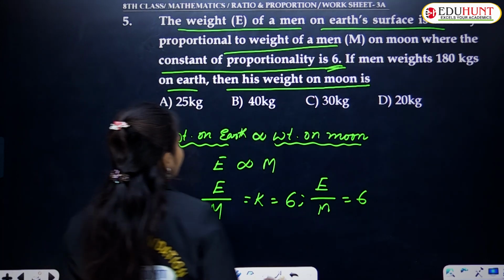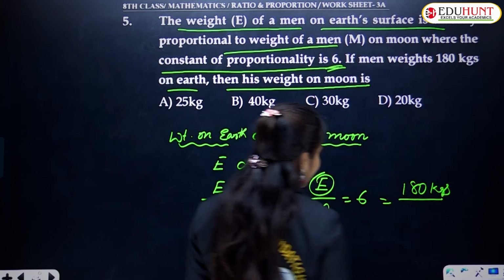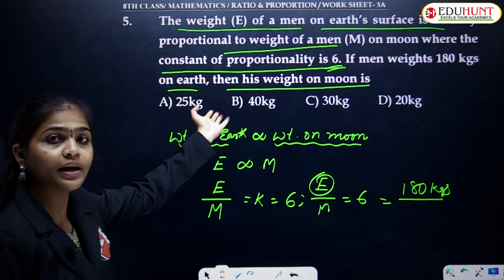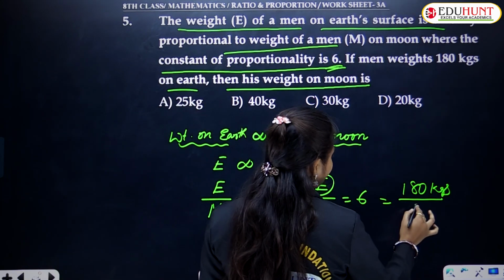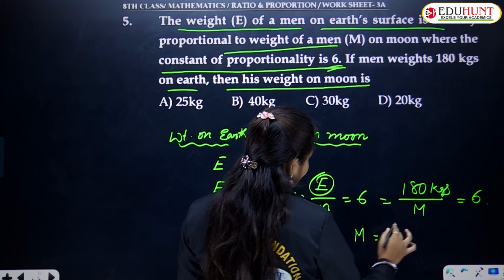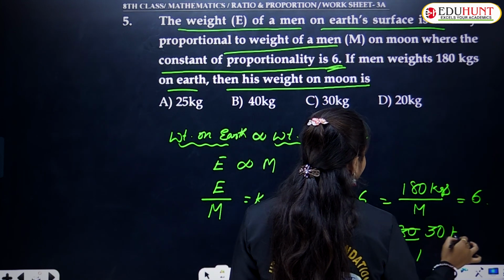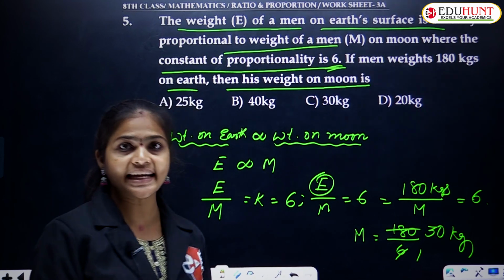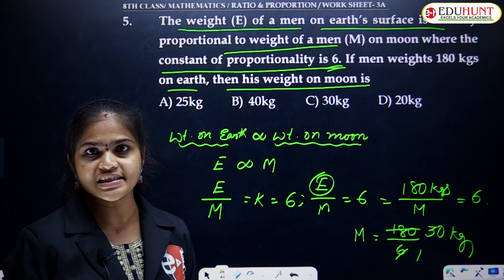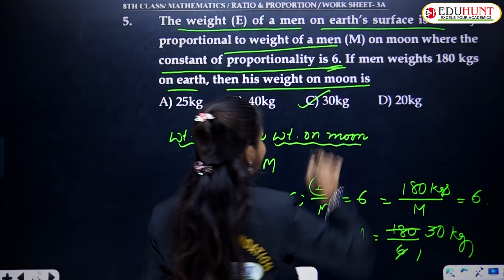And one more thing they have given: the weight on Earth is 180 kgs. His weight on moon we need to find out. So let it be M, and E by M is equal to 6. From this, M is equal to 180 by 6. 6 threes are 18, so 30. So if the person's weight is 180 kgs on Earth, then his weight on moon is 30 kgs. So the answer is M equals 30 kgs.